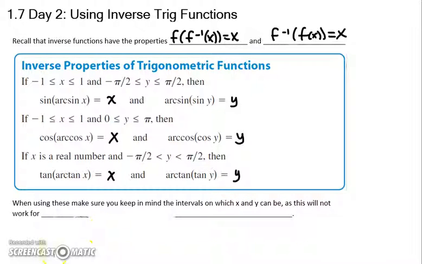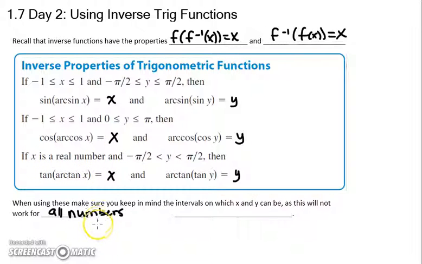But then you'll notice this note that I have down here. When using these, we need to keep in mind the intervals on which x and y can be, as this will not work for all numbers. For all numbers, our little rules up there aren't going to work. It's only going to work for a certain set of numbers: where x is between -1 and 1, and where y is between -pi/2 and pi/2 for sine and tangent, and 0 to pi for cosine. And then x can be any real number for tangent.